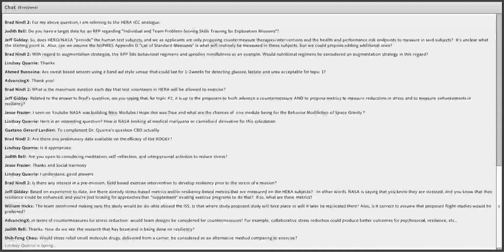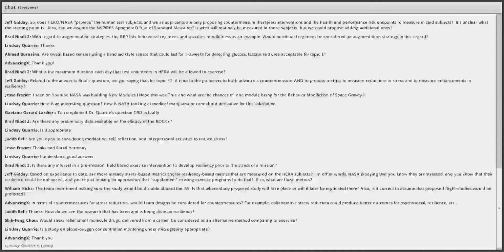How do we see the research that has been and is being done on resiliency? Part of that is just kicking off. And so there's a robust literature out there. The problem with resiliency, as we all know, is there's about 114 different definitions, at least there was about 2 years ago, of what resiliency means. So that is part of the challenge initially, is to identify what it is that you're identifying with regard to the resiliency that you're going to try to enhance.